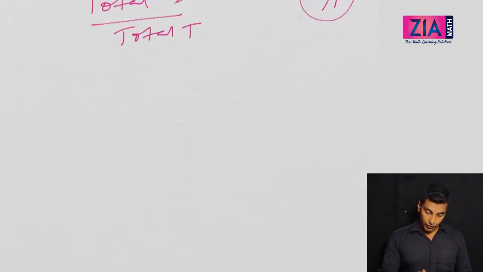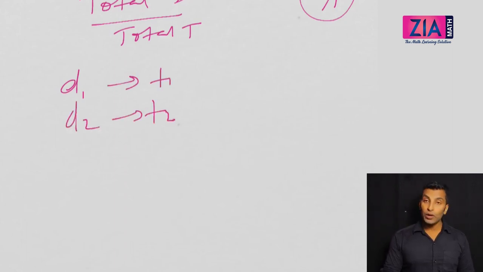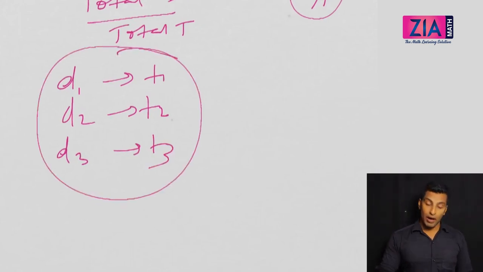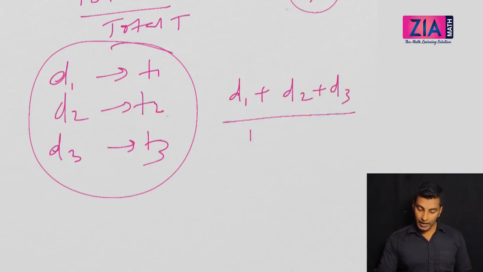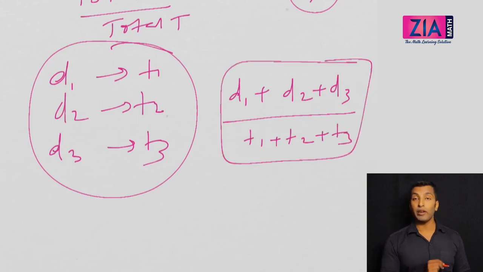Okay. So if you're traveling a distance d1 at time t1 and d2 at time t2, and d3 distance at time t3. So all these are given. So what is the average speed if I ask you? d1 plus d2 plus d3 divided by t1 plus t2 plus t3. So this is what average is.